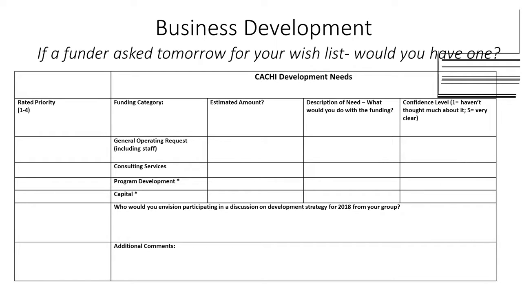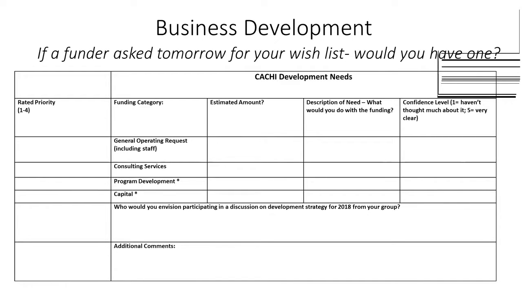And so you can see in this document, we just kind of laid out each category. You know, what if you wanted consulting services, what would they be for? What would the amount be? Is there program work that you need? Do you need anything that's capital related? You know, computers, anything like that. So we've laid out some pretty high level questions. And I think the ask here is twofold.